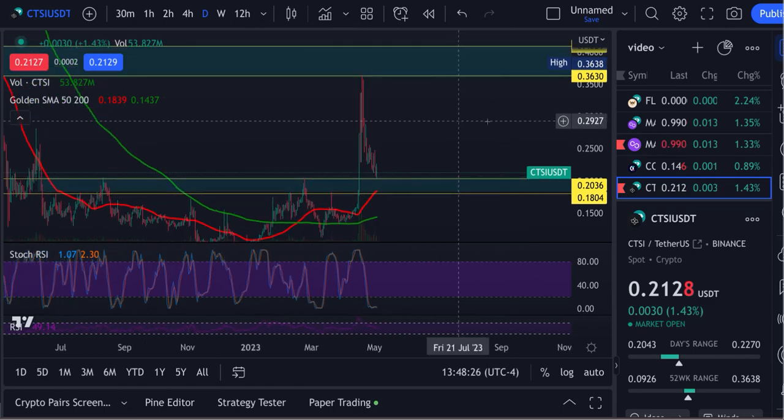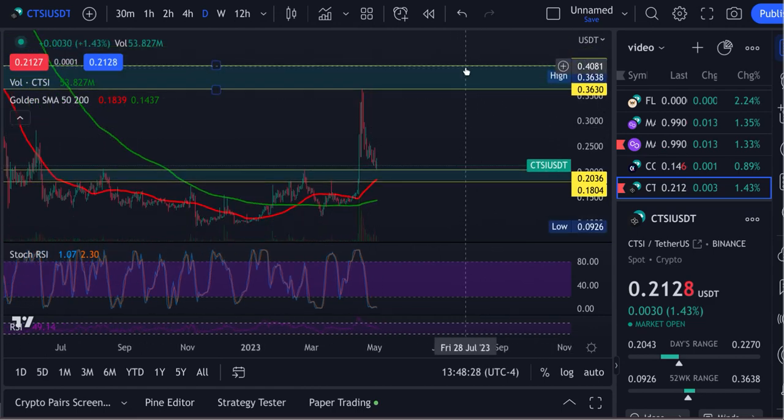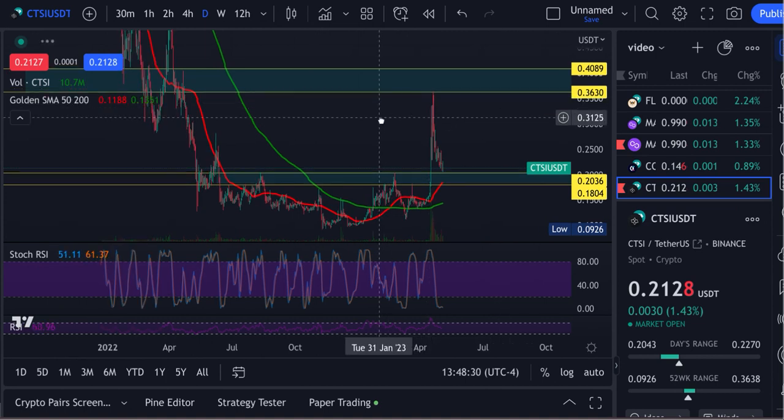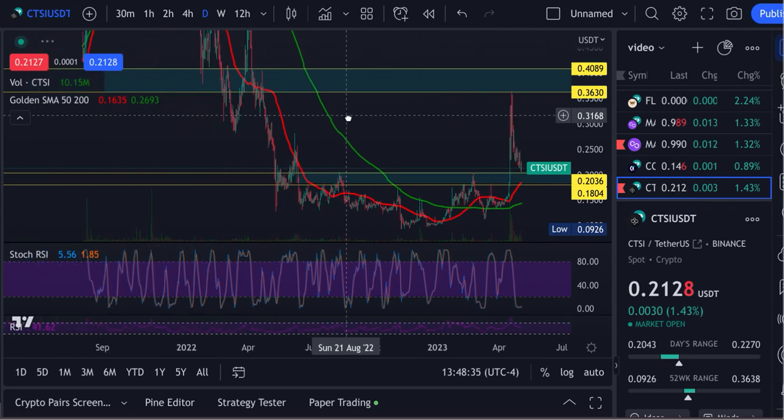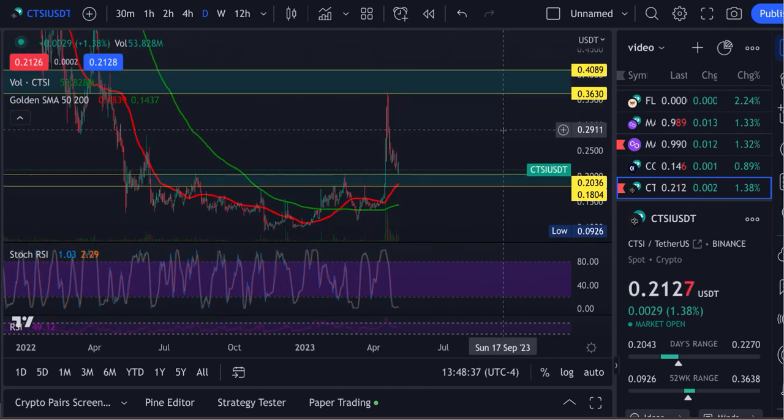So be watching out for that. If we get up there, you want to clear that 40 cents, obviously. Right back here, you can see that was resistance right over here. All right, guys, this thing's looking all right.